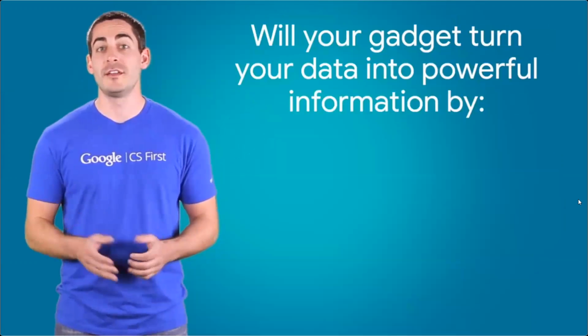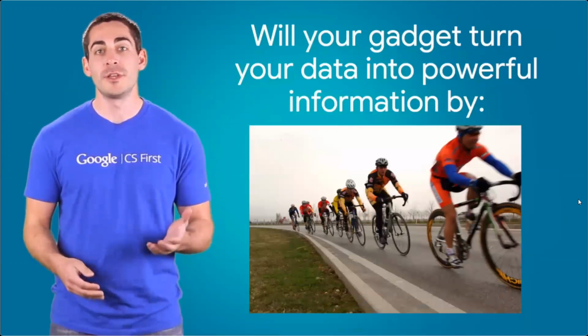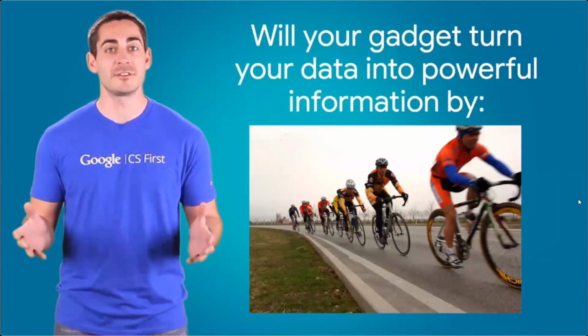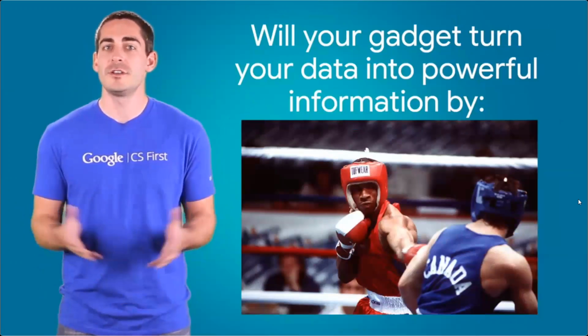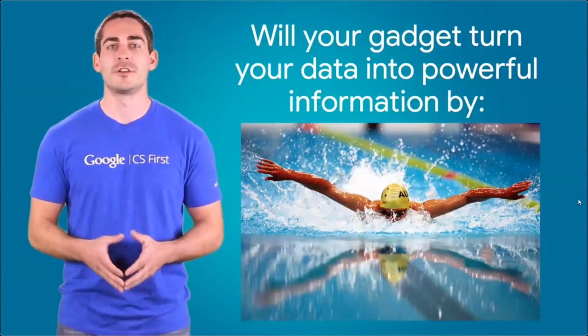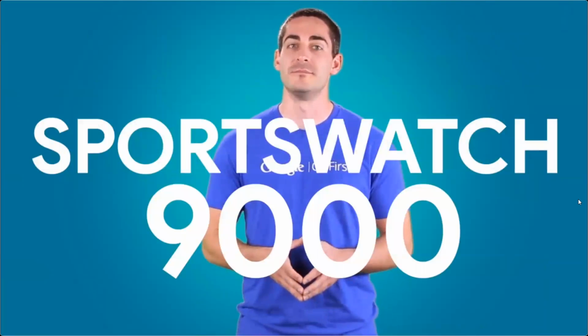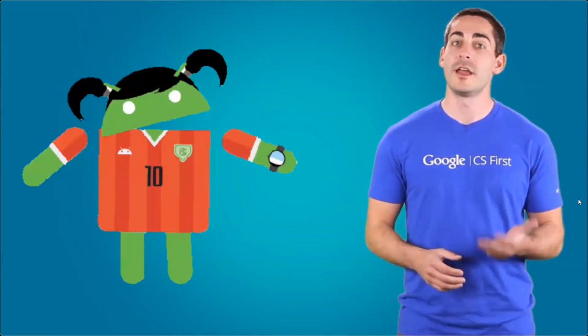Think about how you'd like a fitness gadget to improve your performance. What amazing things can you imagine? Will your gadget turn your data into powerful information by showing you how to become a more efficient cyclist, improving your hand-eye coordination in boxing, or tracking how much yardage you cover with each swimming stroke? This example project advertises a gadget called the SportsWatch 9000. Most fitness gadgets fit into one of these 4 categories: headwear, eyewear, wristwear, and footwear.